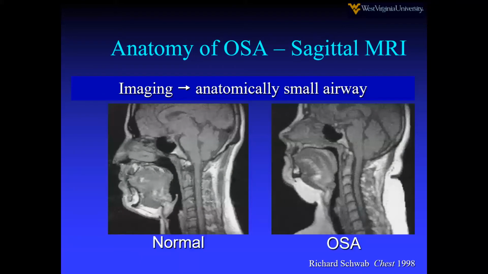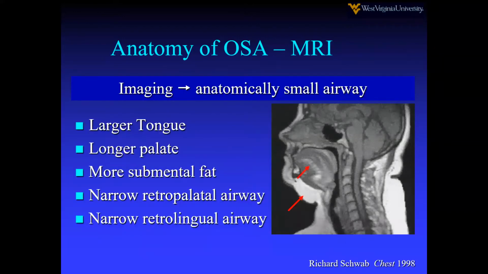And again, Richard Schwab, he did some really great studies in the 1990s, University of Pennsylvania. And he did imaging, and you can see the difference between the normal patient and the obstructive sleep apnea patient as far as airway and fat: fat white, airway black, but you know that. So this shows some fat deposits in the tongue and the submental fat, but you also see that the palate is longer and the airways are narrower, both retropalatal and retrolingual.